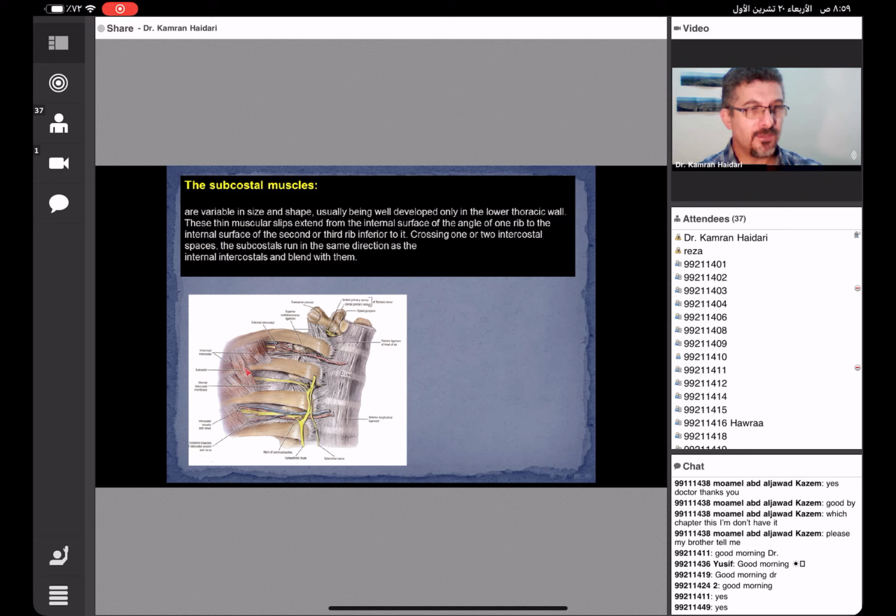Sometimes attaches to the next rib and sometimes to the third one. Okay, for example, this is rib 6. Subcostal attaches sometimes to the 7, sometimes like this, attaches to the rib 8. Okay, second or third ribs, but to the next and next one.